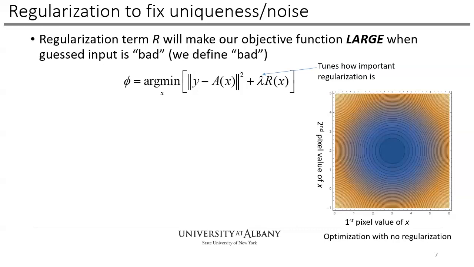And usually the way it's cast in the problem is you add this function, and then you add an extra term called the regularization parameter. And you can tune that to say, well, how strongly do I want to fit my data versus how strongly do I want to enforce prior knowledge about things?